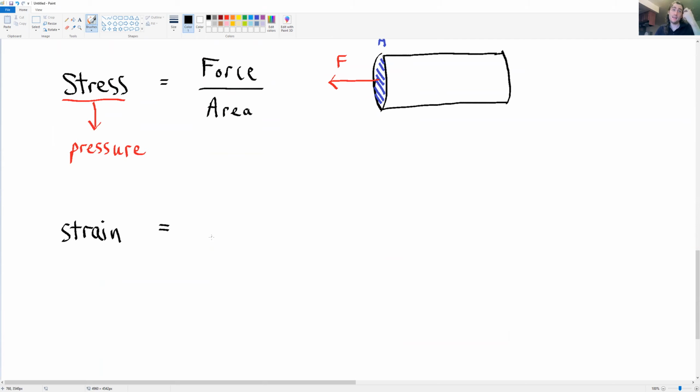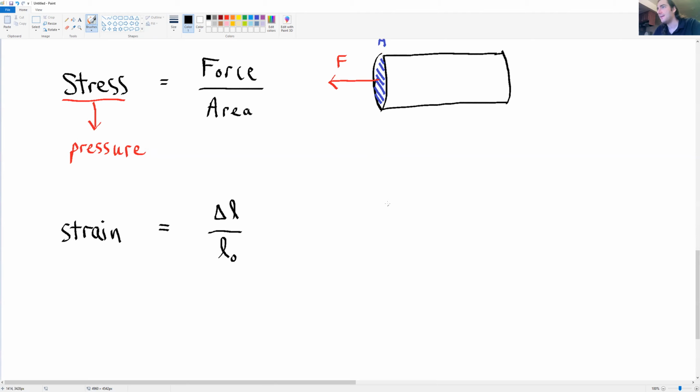And strain is the change in the length of that object when the force is applied, divided by the initial length of that object. So if I apply a force, that's going to tend to stretch that beam, right? Maybe it's easier to think about actually compressing the beam. But suppose we apply some force to this steel beam here.